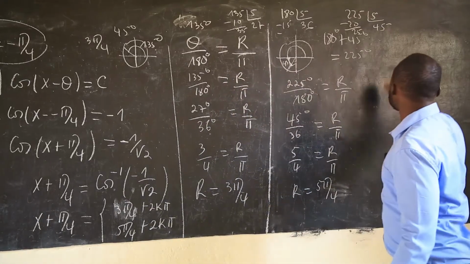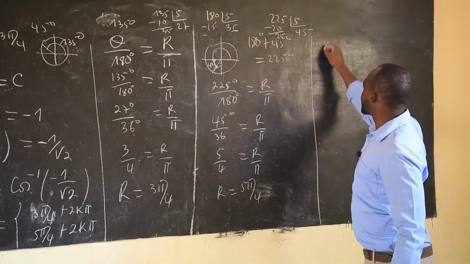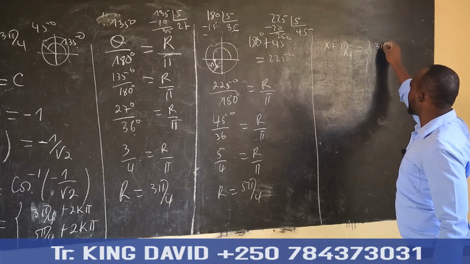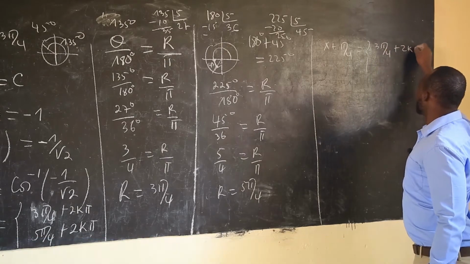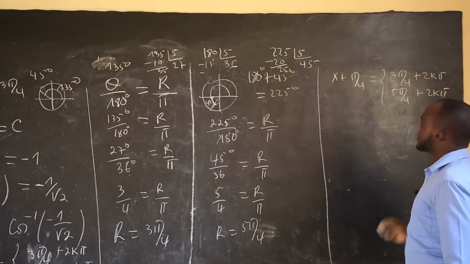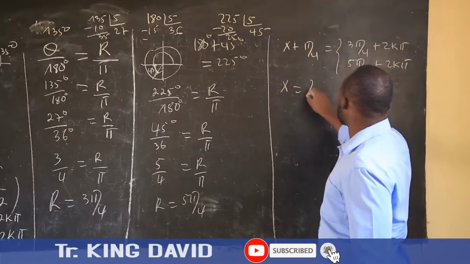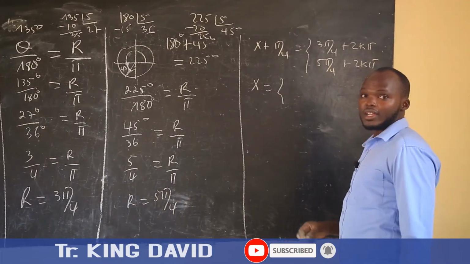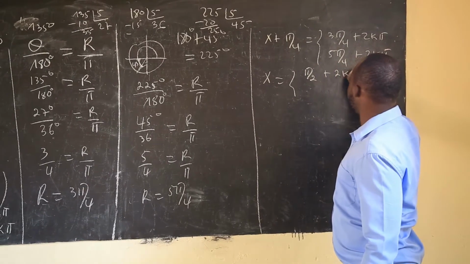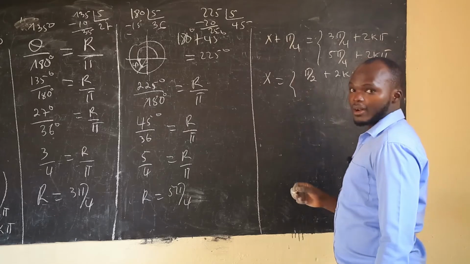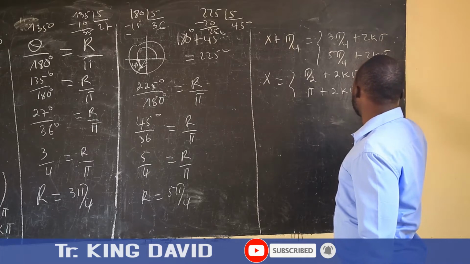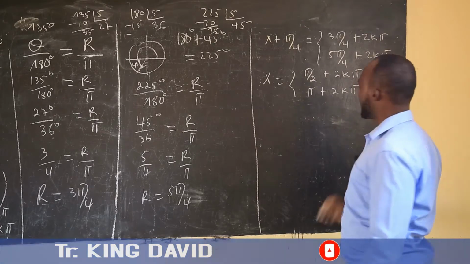So which means that x plus pi over 4 equal to 3 pi over 4 plus 2k pi, and 5 pi over 4 plus 2k pi. So what is the value of x? Just this one minus pi over 4, we'll get 2 pi over 4, which is pi over 2, plus 2k pi. This one minus pi over 4, we'll get pi plus 2k pi, where k is a member of an integer.